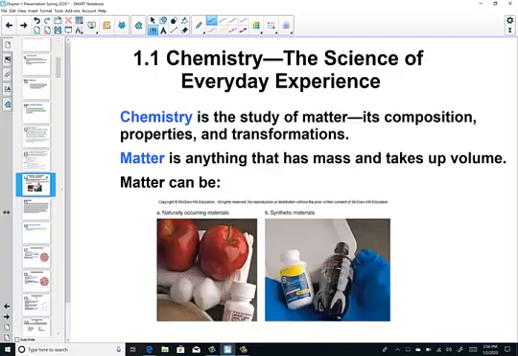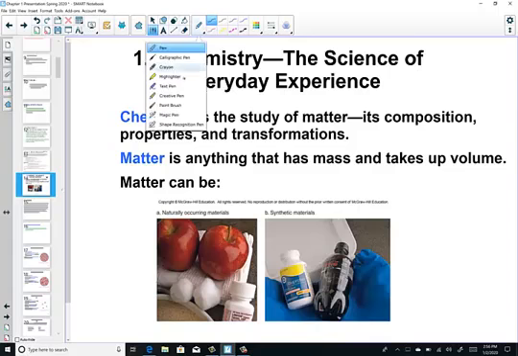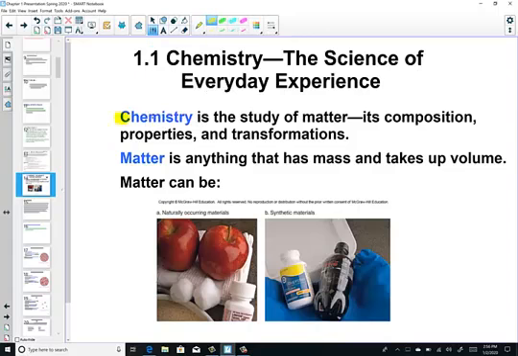So chapter 1, the science of everyday experience, known as chemistry. The very first term you're to fill in is the term chemistry. We understand chemistry in itself is the study of matter and its composition, properties, and transformations. So when I have a chemical change, one sample of matter changes chemically into another form of matter. Chemistry is the study of matter, so we better understand the term matter. And it's anything that has mass and takes up volume.